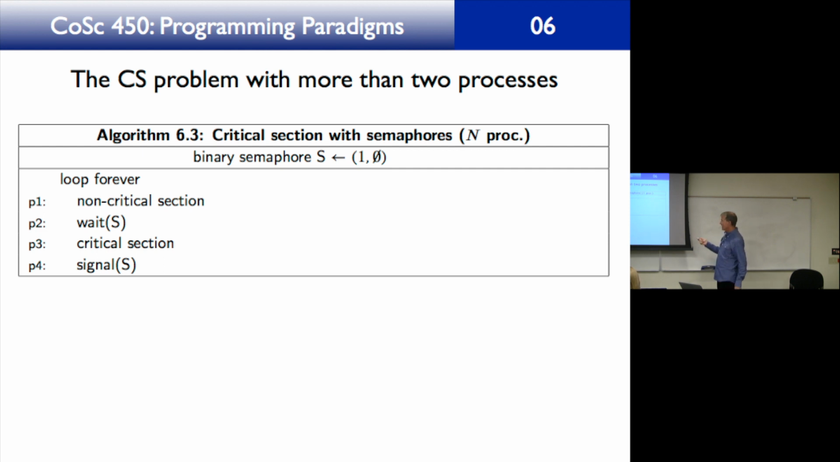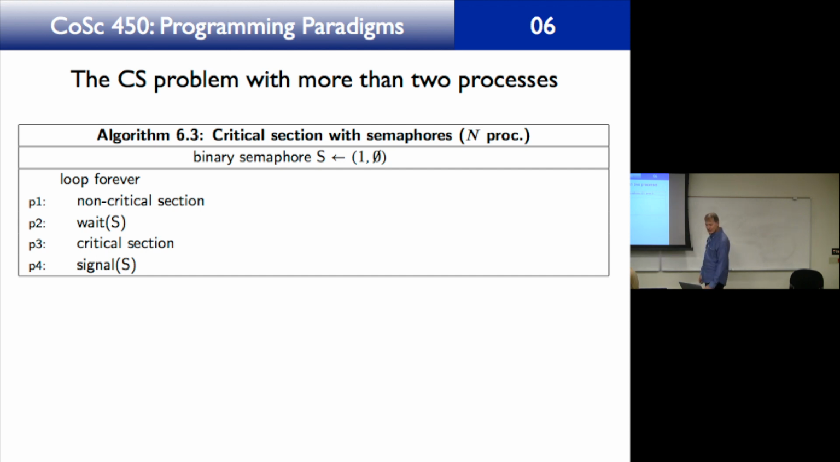Okay. And what happens is the way you do it is their code is all the same. There's just one semaphore that's shared by all of them. Are you with me? And if it's guaranteed atomic, the wait and the signal, then everyone just does wait S, critical section, signal S. Boom, and it works. Is that slick?